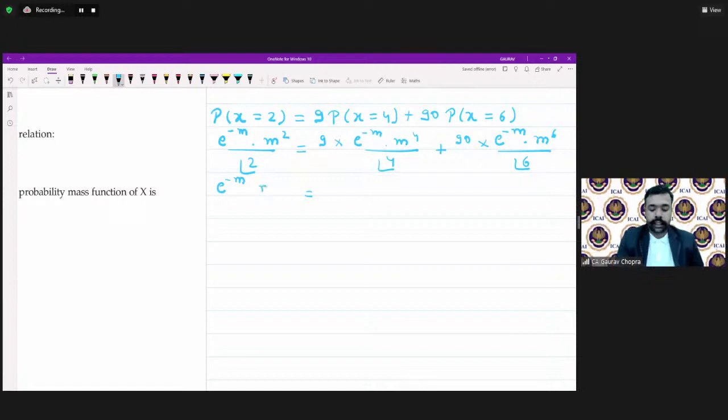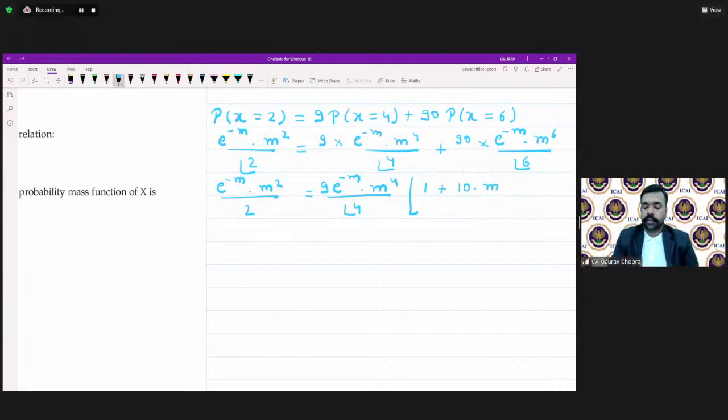Left hand side is same. On right hand side, we can take 9 e to the power of minus m and m to the power of 4 as common. So all these are common. So what is left with us? We are left with, also we can take 4 factorial as common. 4 factorial also common. So 1 plus 10 m square divided by 5 into 6.